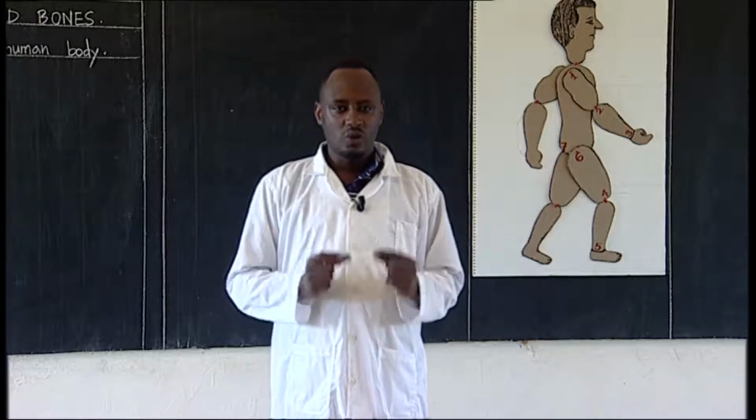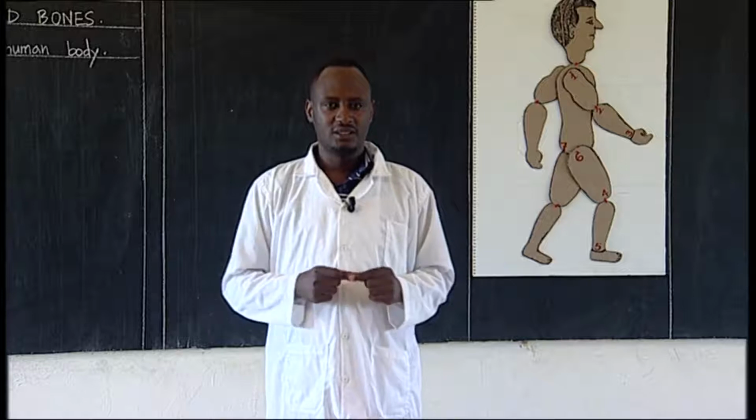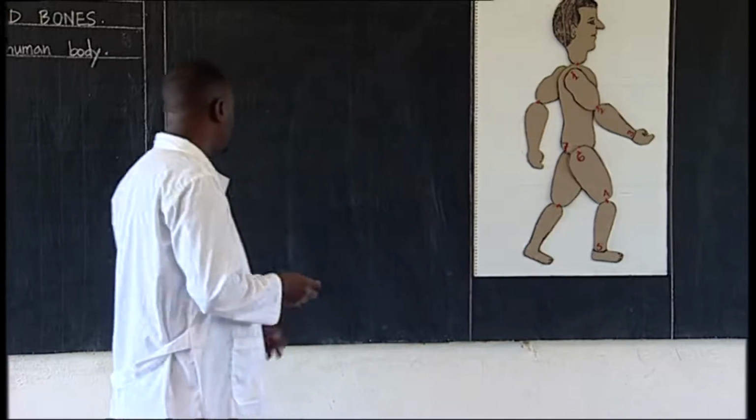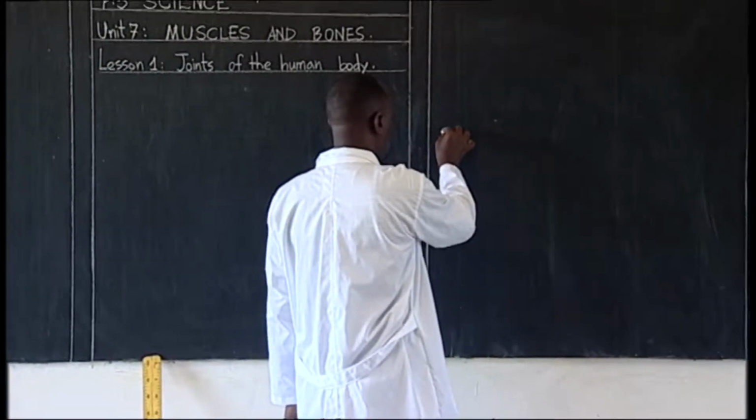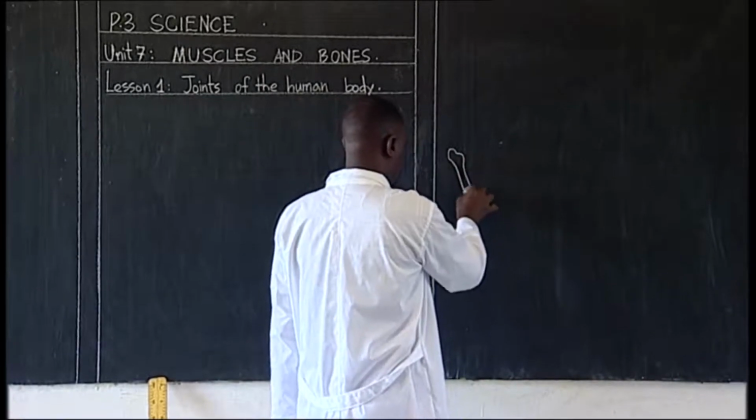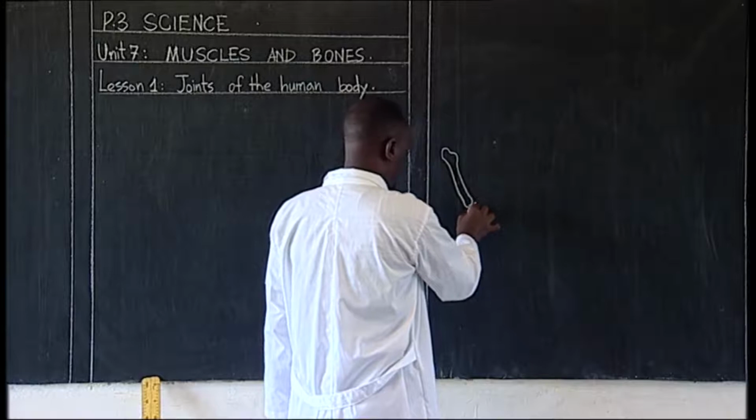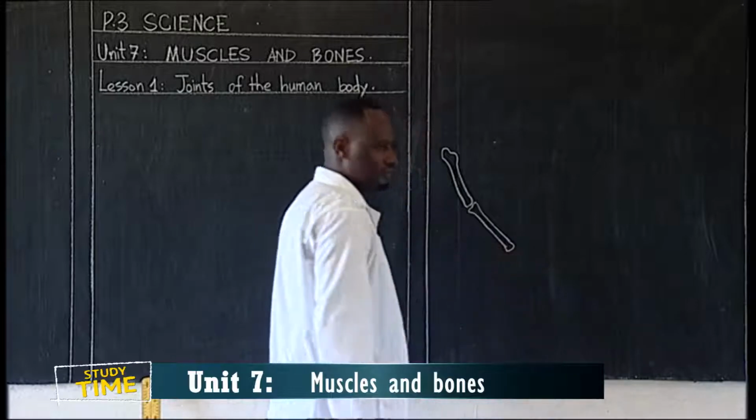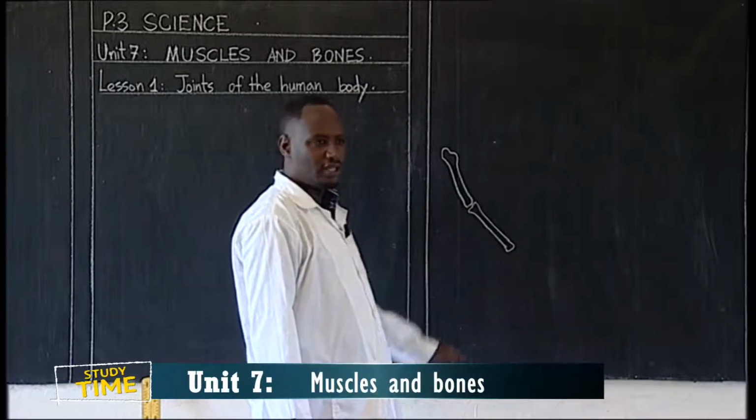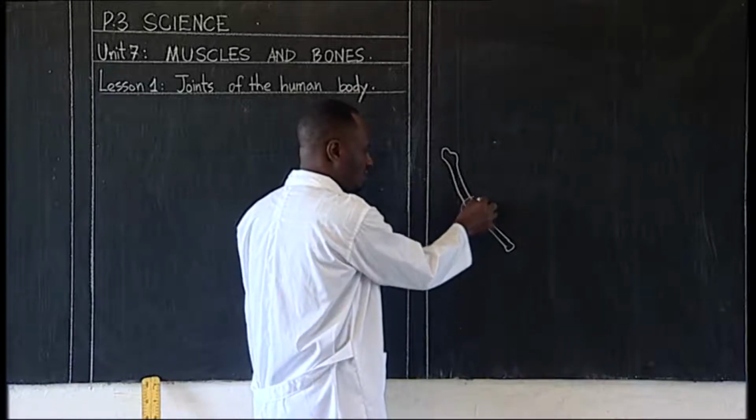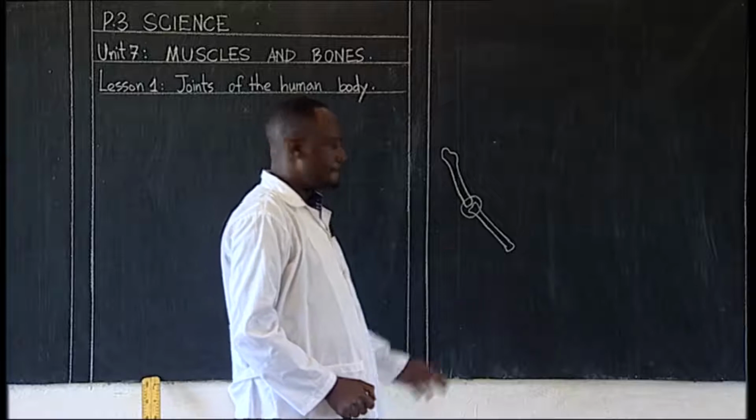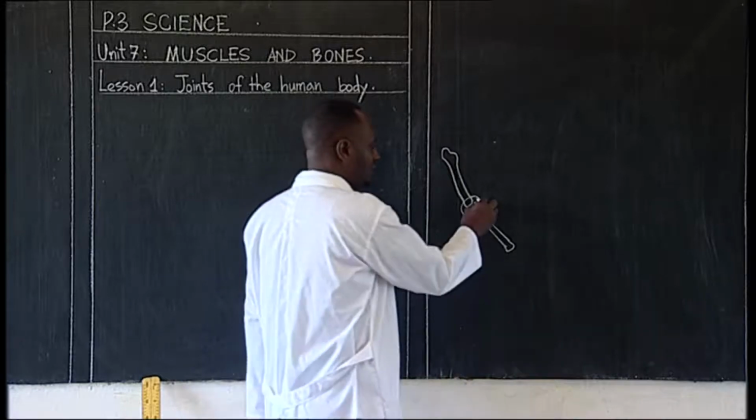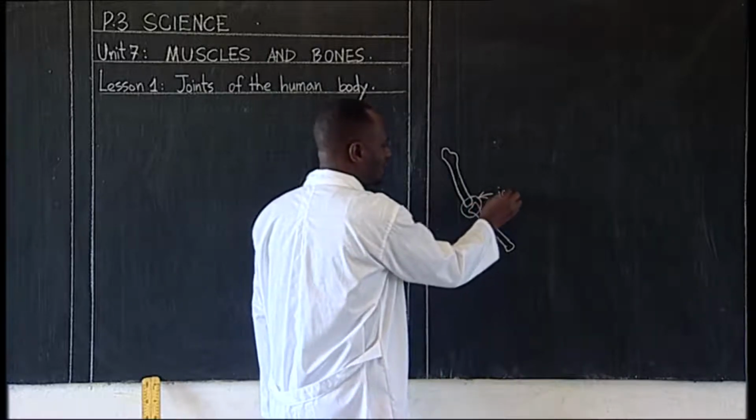So where those bones are joined together, for example, if this is a bone, and it is joined onto the other bone, the place around here where the two bones are joined together or where they meet is what we call a joint. This is what we call a what? A joint.